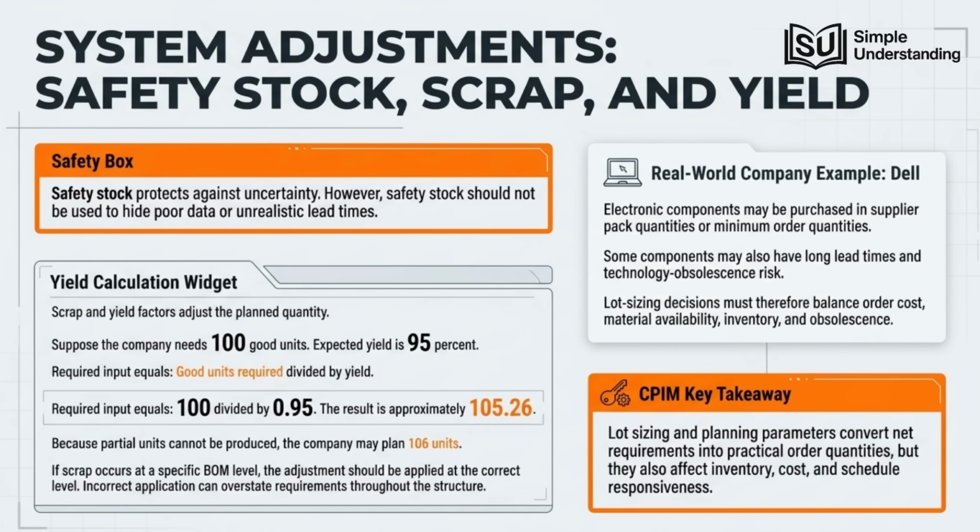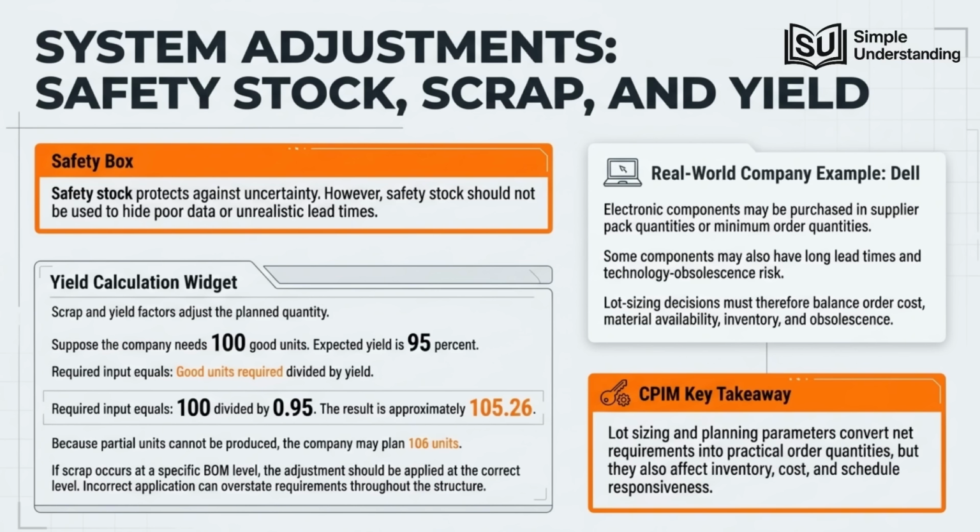Scrap and yield factors adjust the planned quantity. Suppose the company needs 100 good units. Expected yield is 95%. Required input equals good units required divided by yield. Required input equals 100 divided by 0.95. The result is approximately 105.26. Because partial units cannot be produced, the company may plan 106 units. If scrap occurs at a specific BOM level, the adjustment should be applied at the correct level. Incorrect application can overstate requirements throughout the structure.